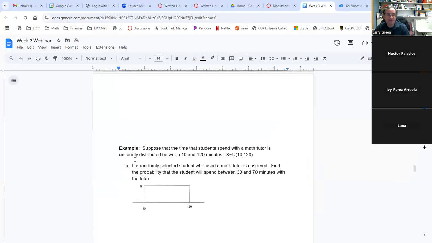Okay, so here's an example. Suppose that the time that students spend with a math tutor is uniformly distributed between 10 and 120 minutes. So I can write x tilde U(10, 120). Any questions so far on the example? Okay, if a randomly selected student who used a math tutor is observed, find the probability that that student will spend between 30 and 70 minutes with the math tutor. Any questions on the question?